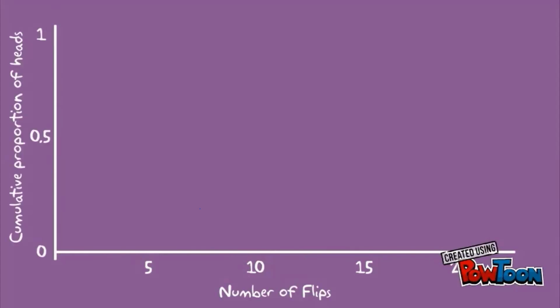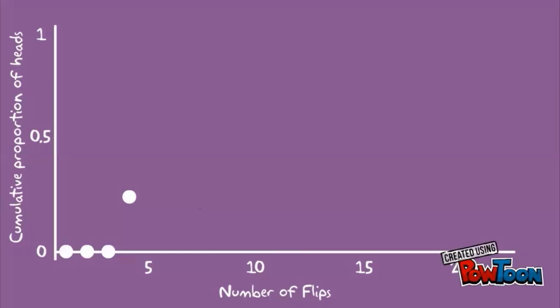So the first flip is tails. So our current proportion is 0 heads out of 1 flip, 0%. The second flip is also tails. So now it's 0 heads out of 2 flips, still 0% heads. Next flip is tails again, 0%. Then heads. Now we have 1 heads out of 4 flips, 25% heads.